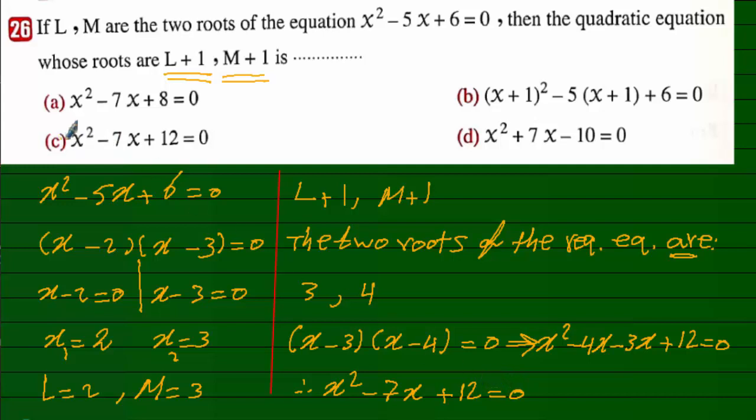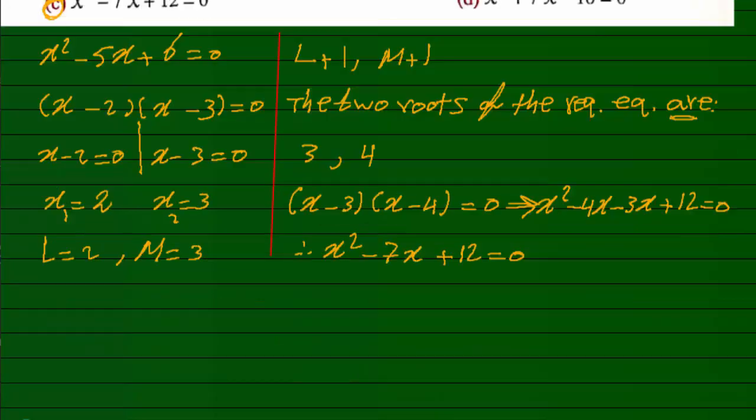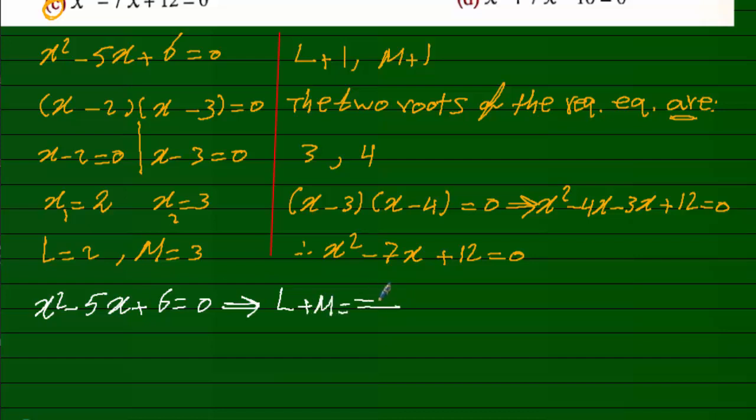Where it is in letter C. And we have another solution for this problem here. The given equation is x squared minus 5x plus 6 equals 0. And we know that the sum of the two roots, L plus M, equals negative b over a, where b is the coefficient of x. It is negative 5 over a equals 1. So the result equals positive 5.